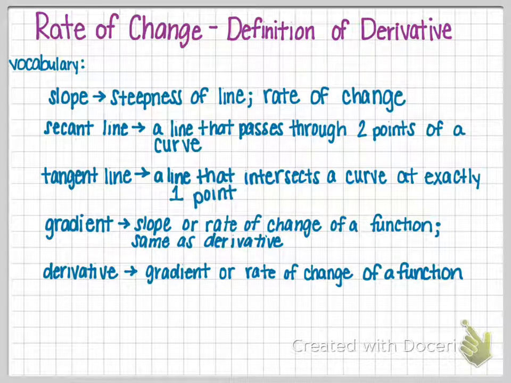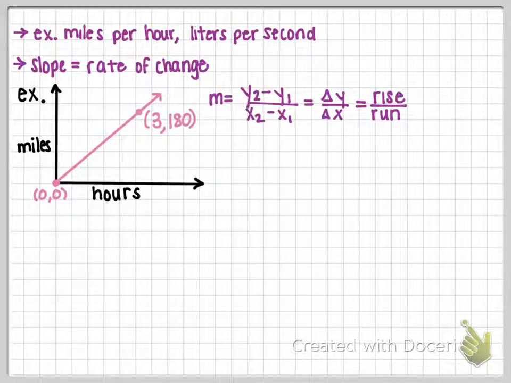So we're going to be learning about how do we find a derivative, what is it, all that sort of stuff. So first thing, when I think about rate of change, I think about miles per hour or liters per second, something like that, something per something else. So remember, slope is rate of change. So if you have some sort of linear situation, like this guy right here, where we have miles and hours, maybe in 3 hours you end up going 180 miles.